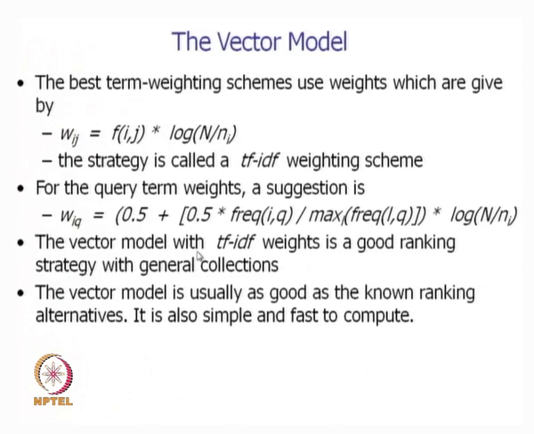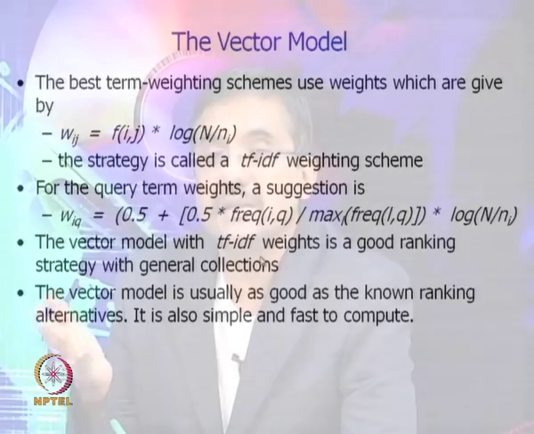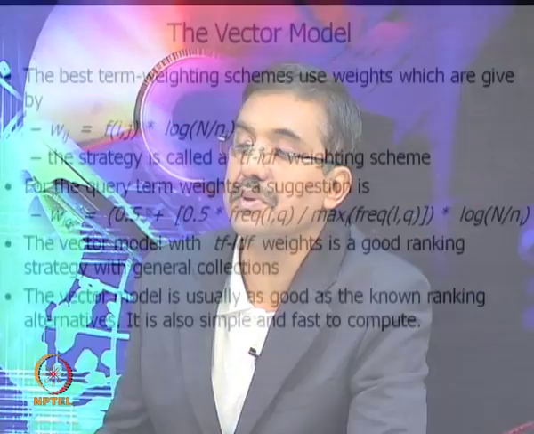The vector model with TF-IDF weights is a good ranking strategy with general collections. The vector model is usually as good as the known ranking alternatives. It is also simple and fast to compute. So, over the years, through many implementations, through the engineering experiences, it has been found that the vector model really delivers the goods. It brings up in the list the relevant documents, and hence systems have continued with the vector model. We explore this model further.